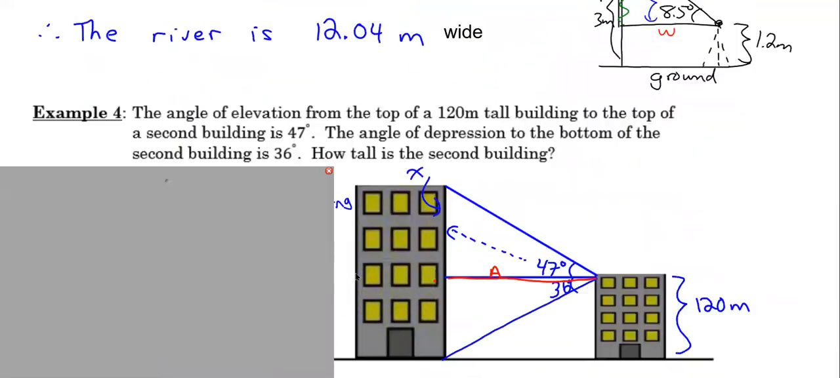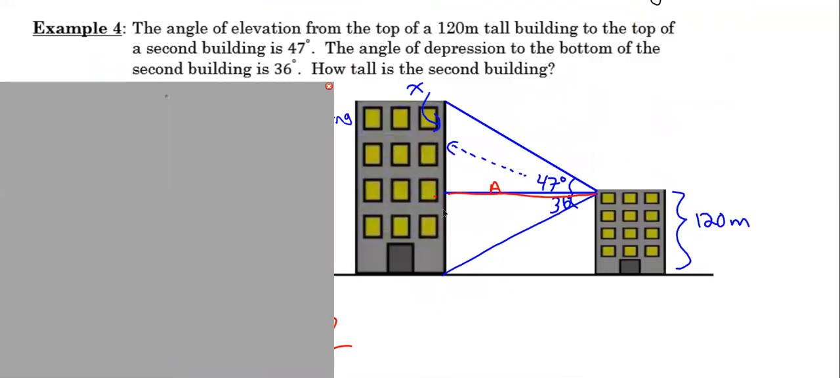Okay, another question, very similar to the last one. As you can see, you've got diagrams set up and there's a couple of right angle triangles already built in. Here, the language is angle of elevation and angle of depression. Here, you got to be very careful though. So the angle of elevation from the top of a 120 meter building to the top of another second building is 47 degrees.